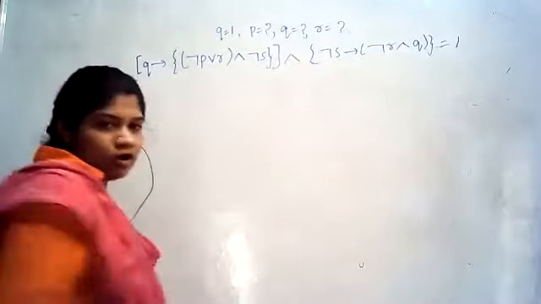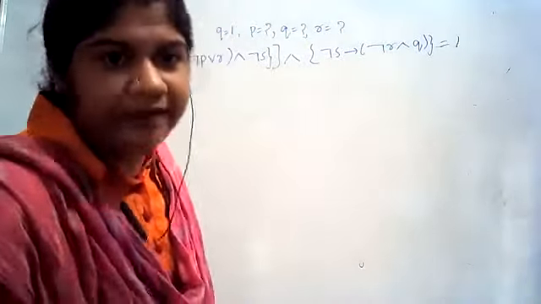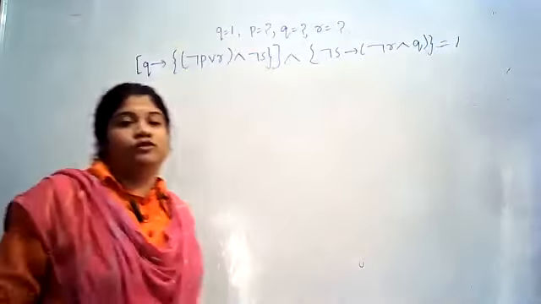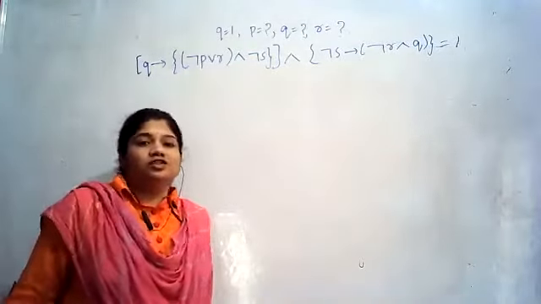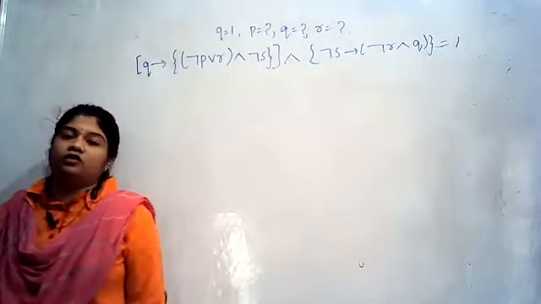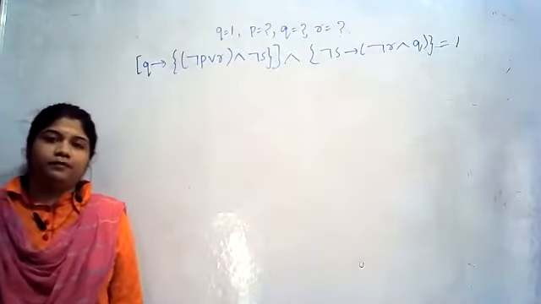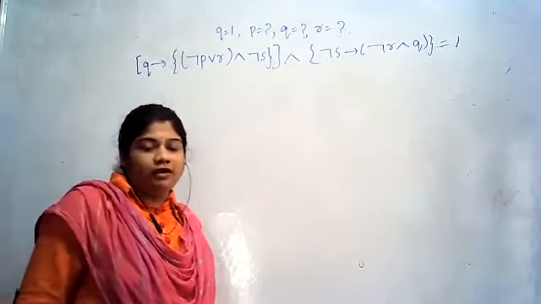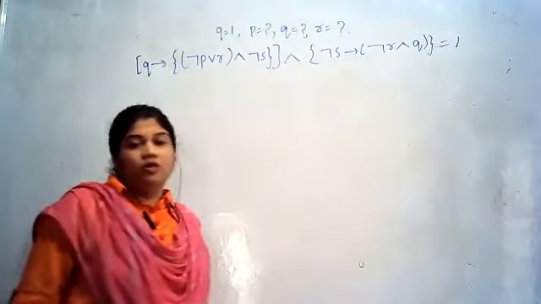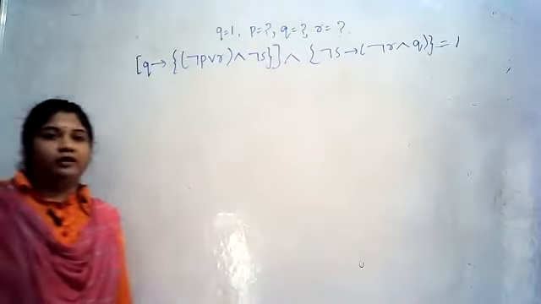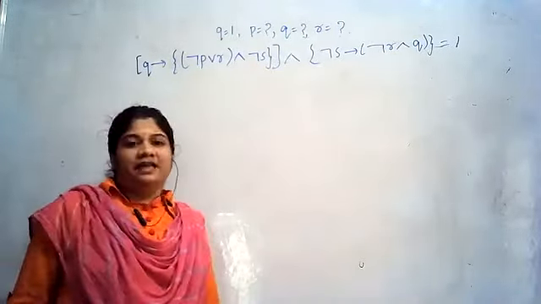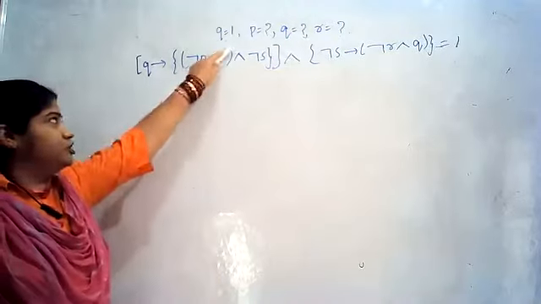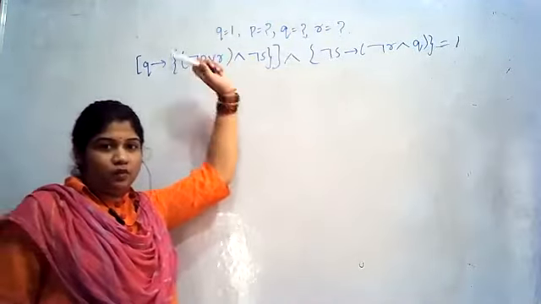Okay, now we'll solve this problem from first. The question they have given, I think everybody already has written. This is last time's question only. We need to find out the truth values of proposition P, proposition Q, and proposition R. But they have given the truth value of proposition Q, that is Q is equal to 1.